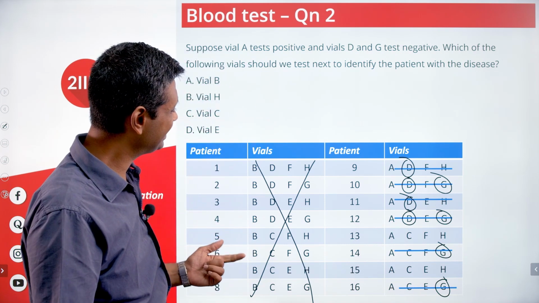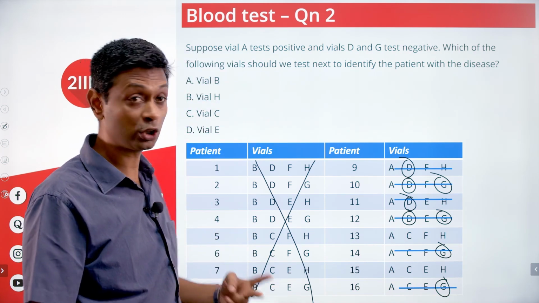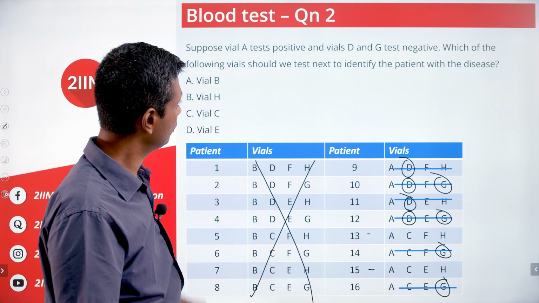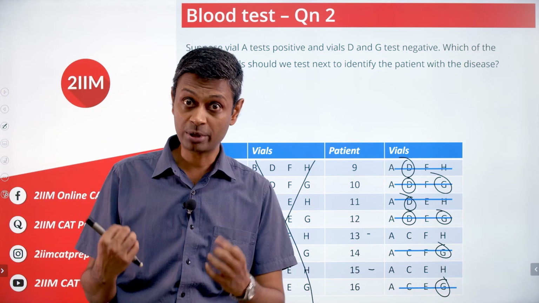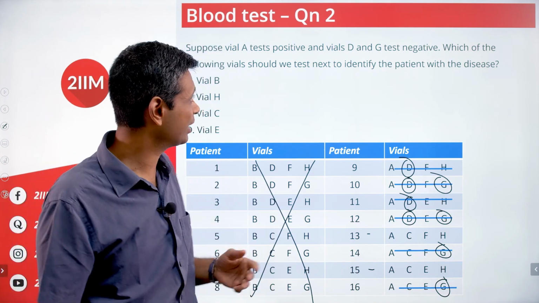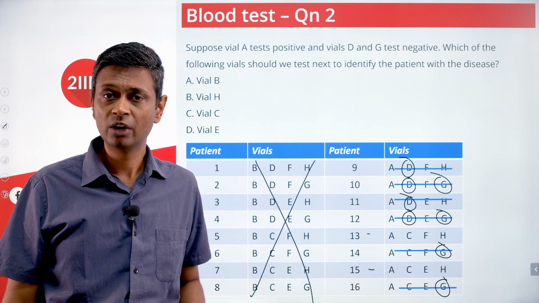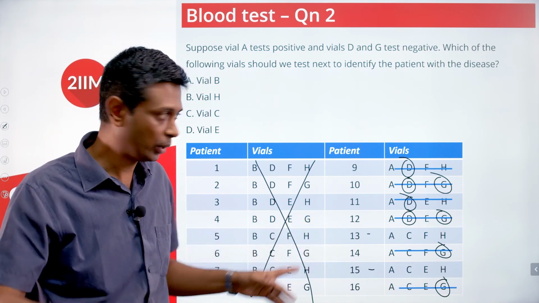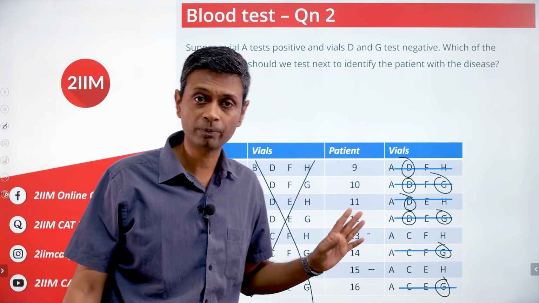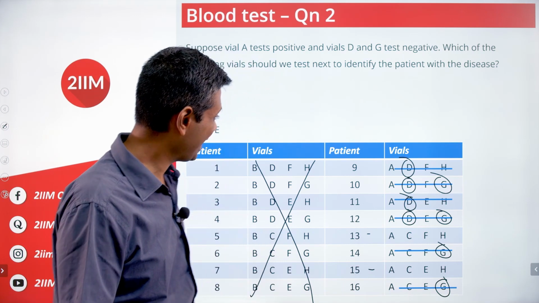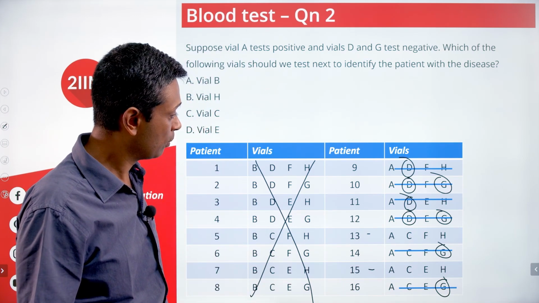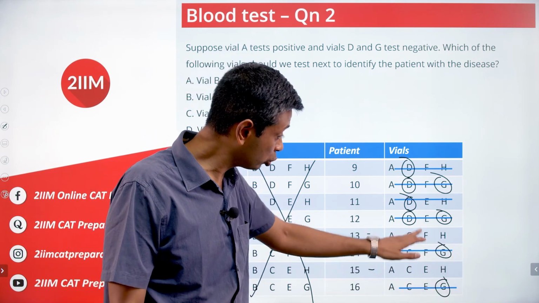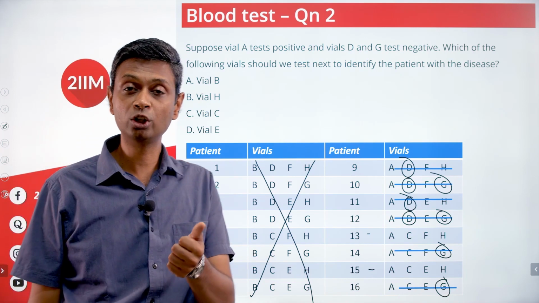So we have ACFH and ACEH. Still two possibilities, so it could have been patient 13 or patient 15. If A tests positive, D and G test negative, we take that information. We've eliminated every patient that tested for D and G. We took into account only patients that had their blood go into A. So this whole chunk is out. 6 out of those 8 are out. But we still have two possibilities, because ACFH and ACEH, both patient 13 and 15 who have given their blood into these, both of them will satisfy this condition, A positive and no D and G.